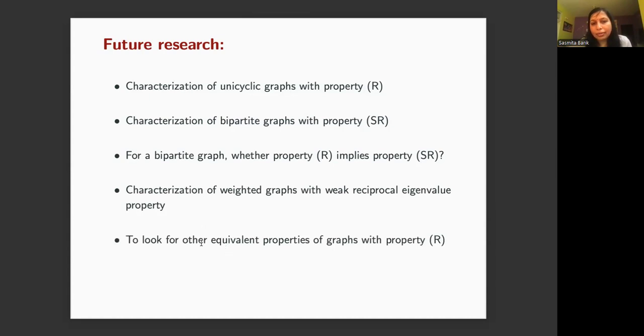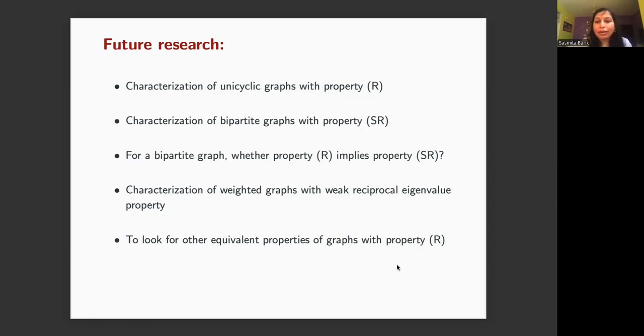Now, characterization of weighted graphs with the weak reciprocal eigenvalue property is also a question that has not been done. And the most important thing: for property R, the reciprocal eigenvalue property, in the bipartite case the property is plus-minus pairing, that is, if lambda is an eigenvalue then minus lambda is. For such a property the graph class is the bipartite graph class, and bipartite graphs have certain other properties, like we know they have no odd cycles and other things. So the structural properties of such graphs are known.